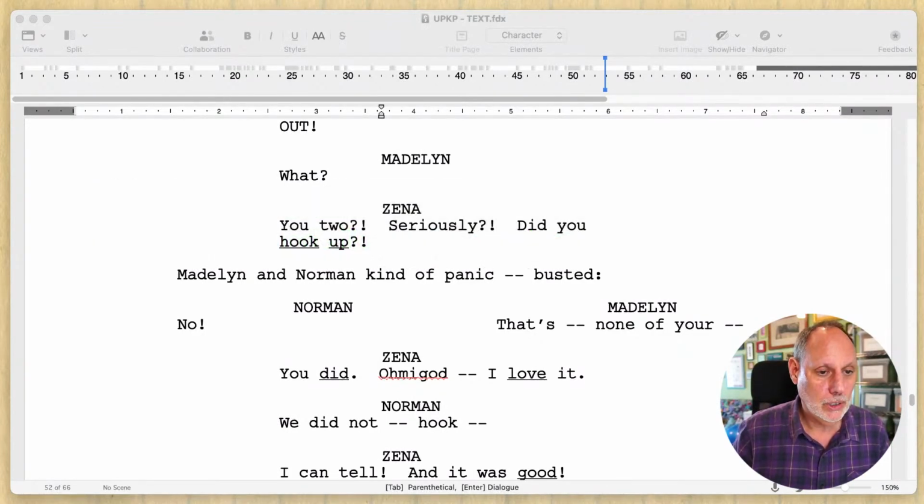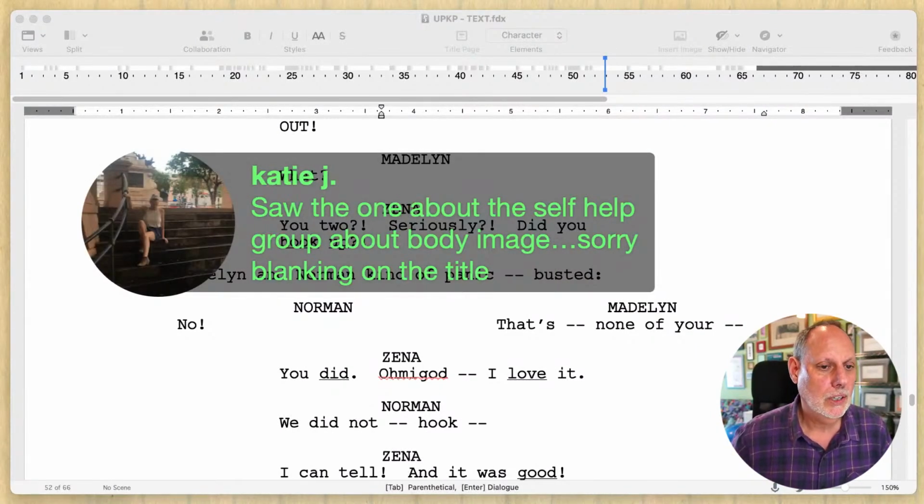Yeah, I think it is a cool idea. I think you're talking about the behind-the-scenes screens thing. This is behind the script. Saw one about a self-help group about body image. Disfigured, my favorite. My personal, if I had to save one on a desert island, it would be that one.